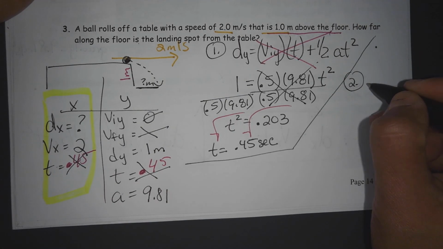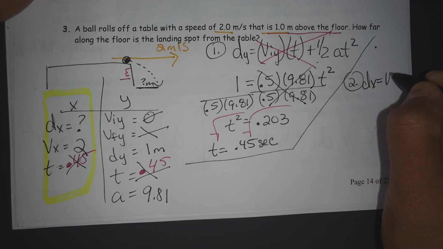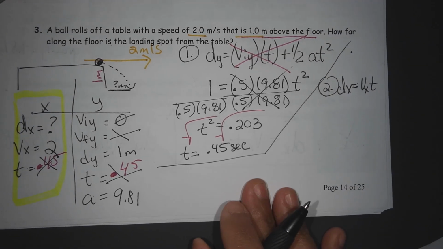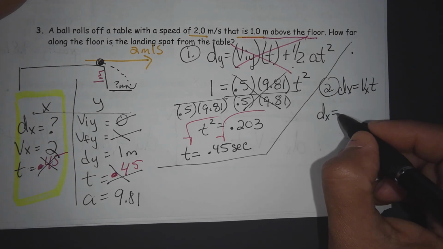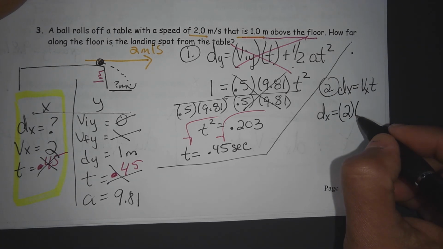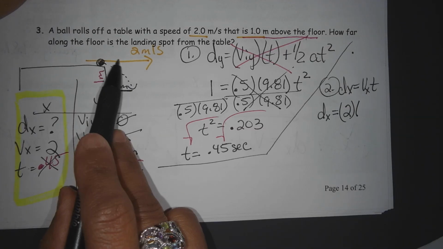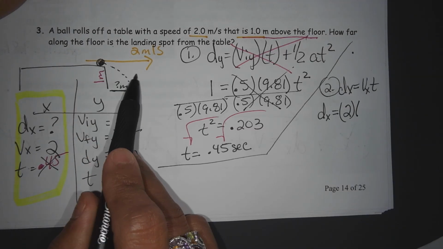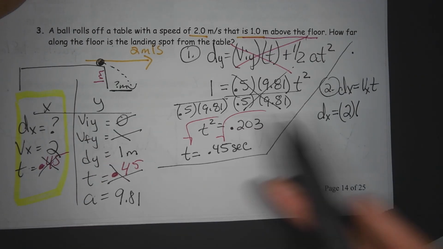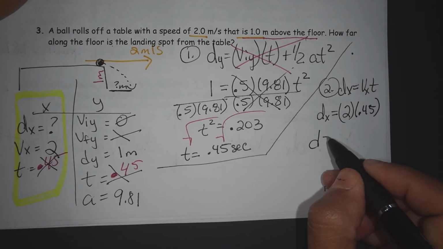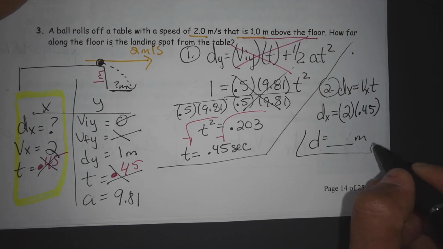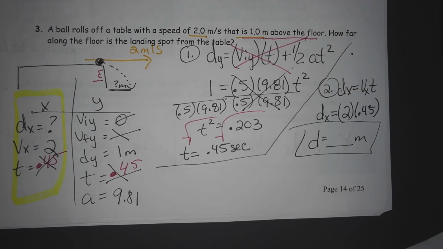Part 2: dx equals vx times t. The distance I do not know. The velocity is 2, and the t tells me how much time this ball was in the air. It was in the air for 0.45 seconds. Multiply those two numbers, and you're going to find your distance on your own. That is all the notes that we are doing today.